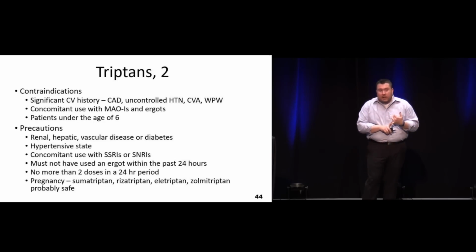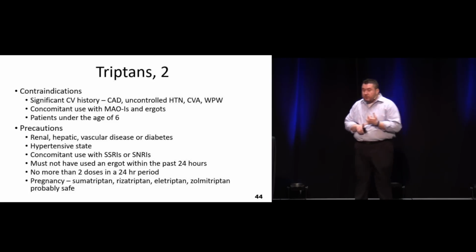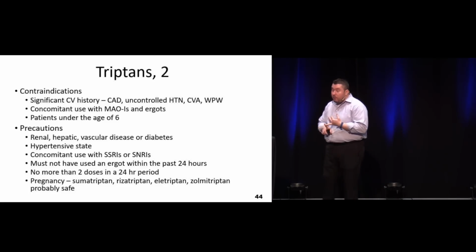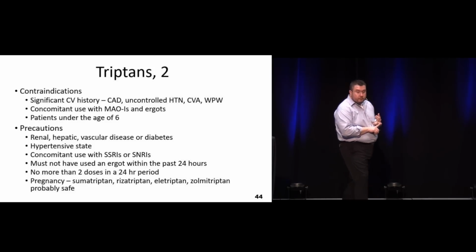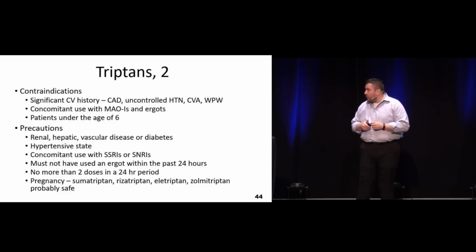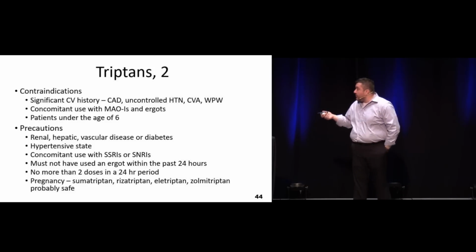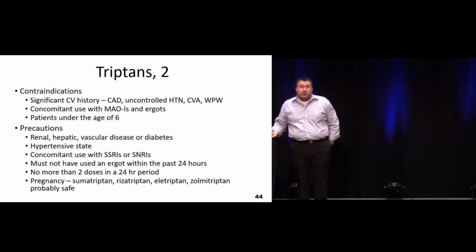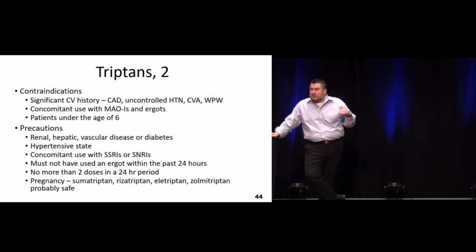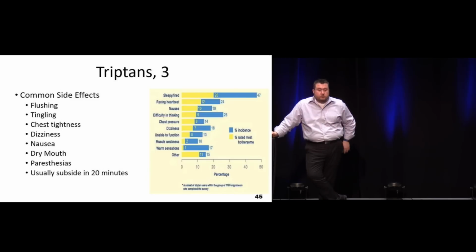These tend to still be contraindicated if somebody has significant cardiovascular disease or uncontrolled problems like hypertension. They cannot have recently been taking an ergot or an MAO inhibitor. There's several precautions listed for you here. Some of these are now considered safe and effective in pregnancy. Some are considered not to be used. Since these do deal with serotonin, are they safe with SSRIs? Probably in most patients, but it's something we have to be aware of.